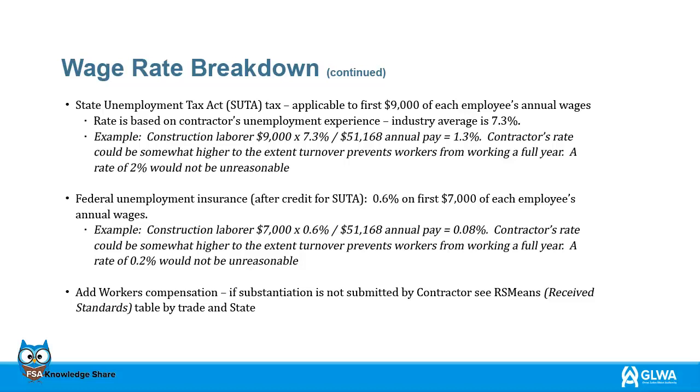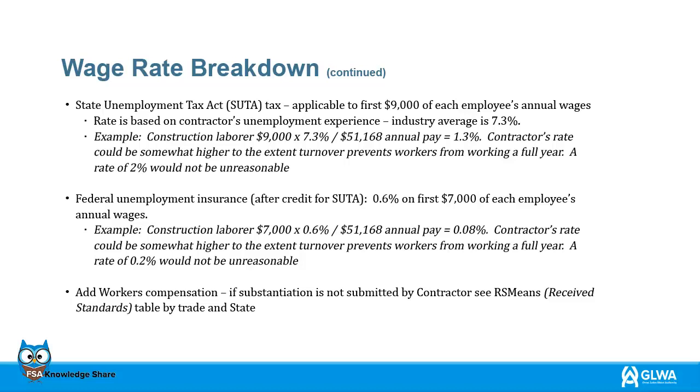Federal unemployment insurance, after credit for SUTA, is 0.6% on the first $7,000 of each employee's annual wages. Here is an example for a construction laborer. $7,000 times 0.6% divided by $51,168 annual pay equals 0.08%. The contractor's rate could be somewhat higher to the extent turnover prevents workers from working a full year. A rate of 0.2% would not be unreasonable.